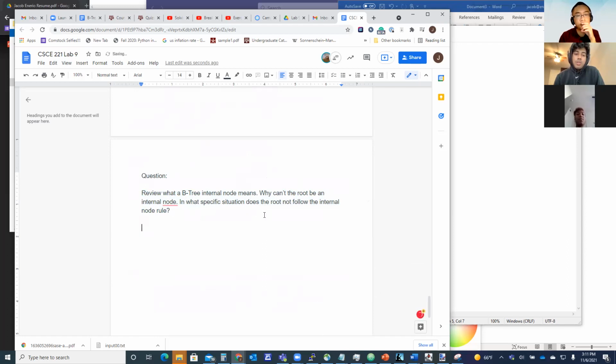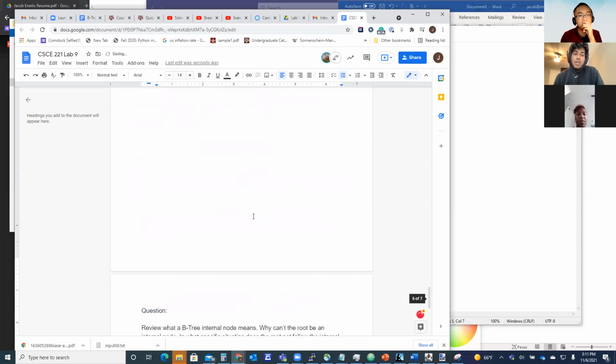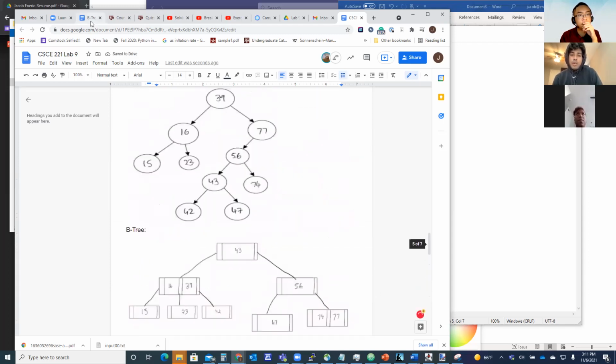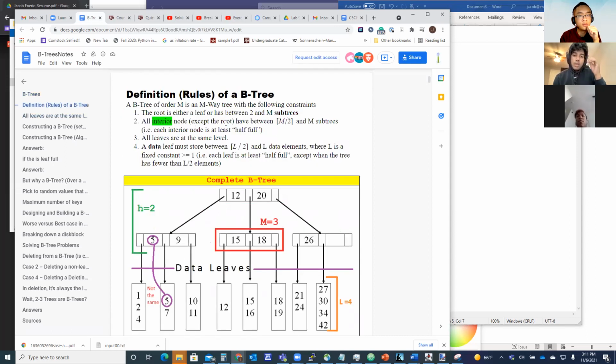I don't know if that's exactly what they're looking for, though. I think they have the rule to have between m/2 and m subtrees. Oh yeah, so here's the thing. The root is a leaf, and an interior node can't be a leaf. Okay, so what I said was right. I just didn't include the m/2 and m subtrees thing.